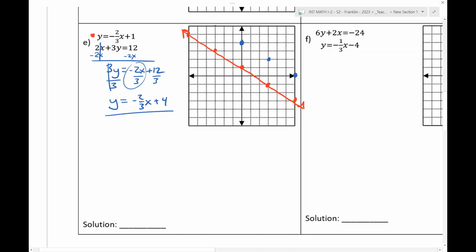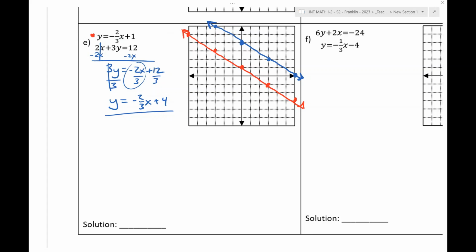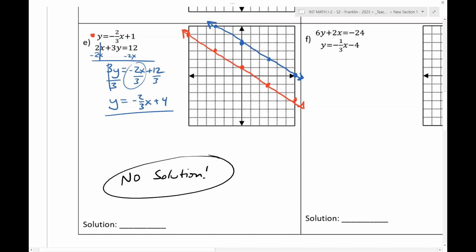Now something you're probably noticing on this problem is that our lines are parallel. They have the same slope, negative 2/3. So these lines do not intersect. They're parallel. So since we're looking for the point where the two lines intersect, this problem actually has no solution because there is no intersection point. So there is no solution here. So if you have parallel lines in a system of equations, they will not have a solution because they do not intersect.